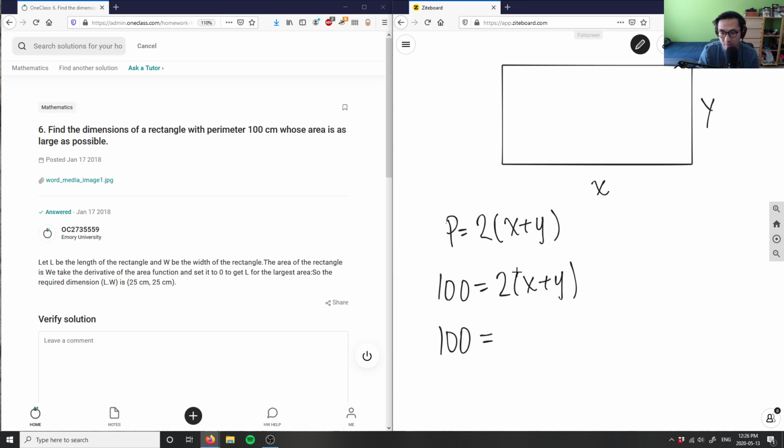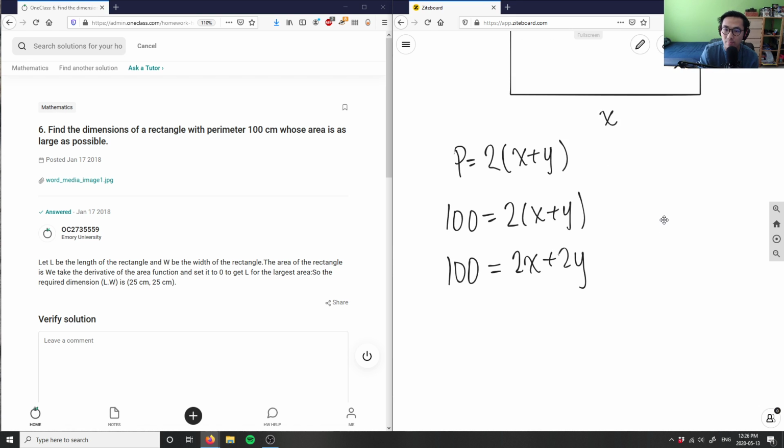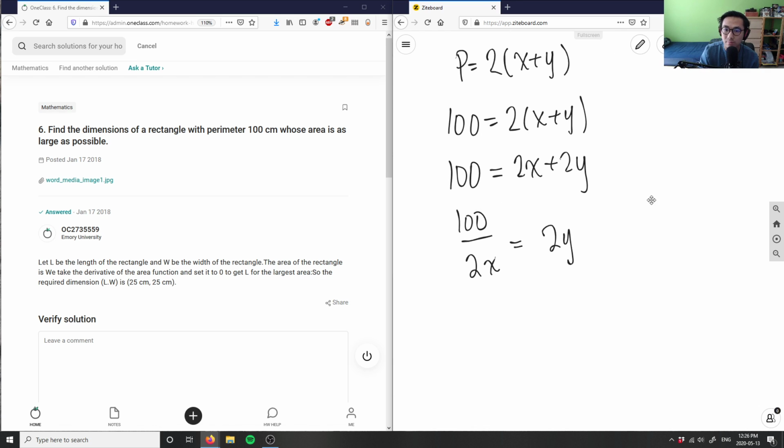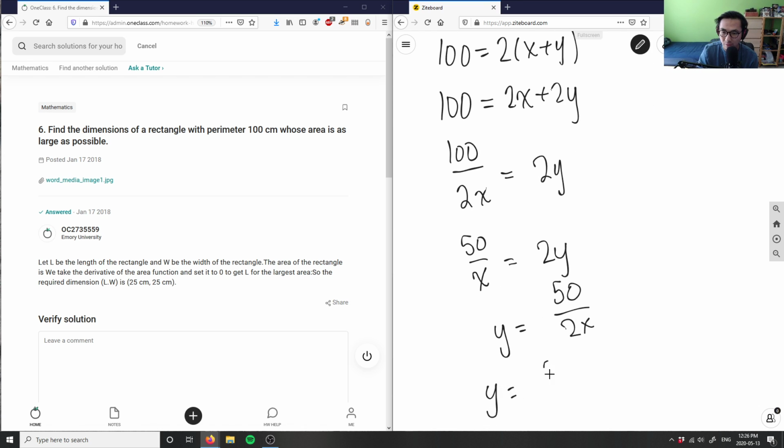So I have 2x plus y. I can use the distributive property to make this 2x plus 2y. And then I can simply divide both sides by 2x. So I would have 100 over 2x equals 2y. And 100 over 2x, I can simplify. So this is simply 50 over x, over 2y. Then y would equal 50 divided by 2x, right? I can simplify this even further to y equals 25 over x. And this is going to be my first equation that I'm going to have to use to find the dimensions.